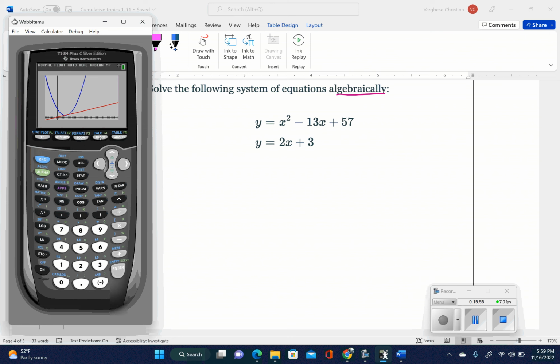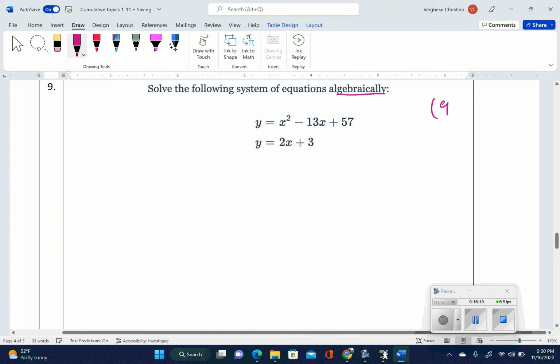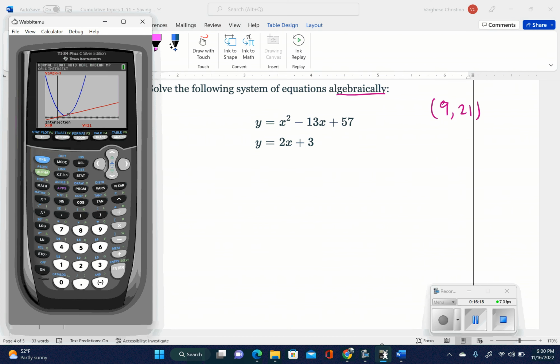So I can do second calc option number 5, which is intersection, and I can go over, enter, enter, enter, and I get 9 comma 21. So there's one of my answers, 9 comma 21. And then for the second one, I do the same thing, second calc option number 5, and I have to move it because it looks like it's going to hit here as well. Enter, enter, enter, and 6 comma 15 is my second answer.